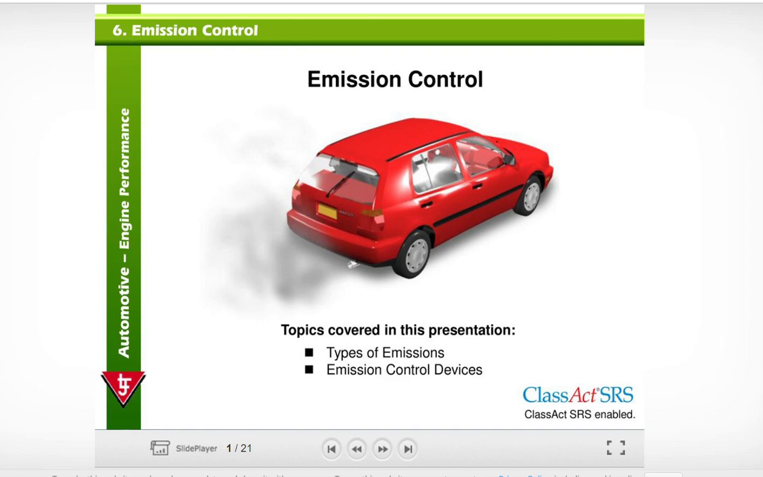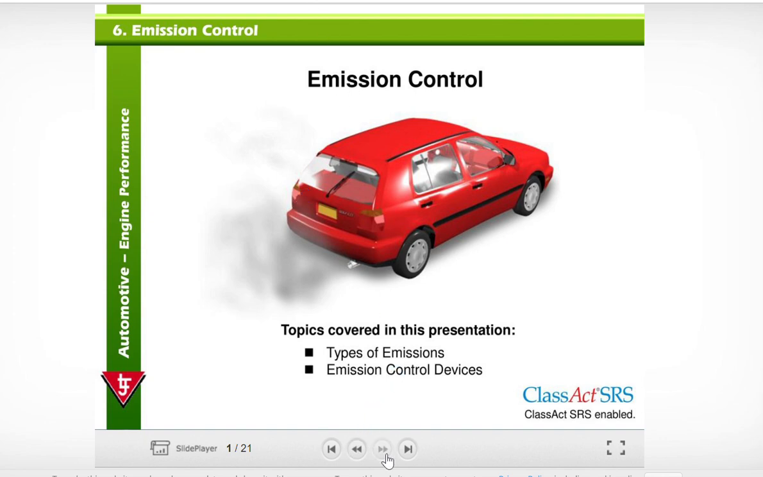Emission control. When you talk about emission control, ideally we are talking about interventions that are put in place to make sure that the internal combustion engine does not pollute the environment. So when you talk about emissions in vehicles, what are these types of emissions that you're talking about?